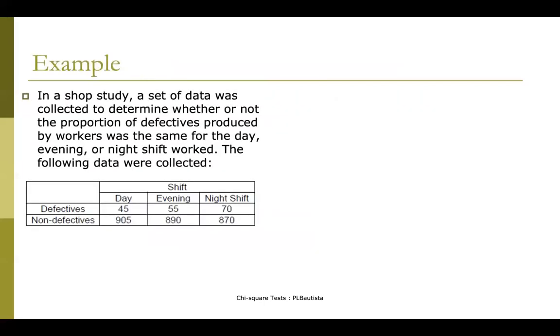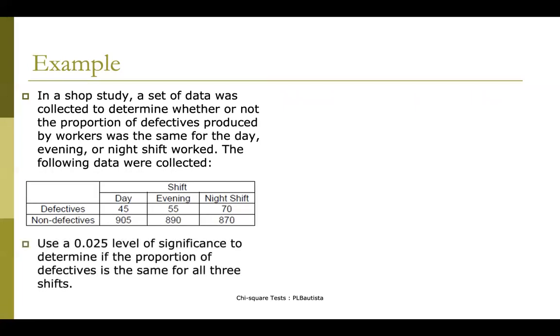So in this example, we have a set of data collected to determine whether or not the proportion of defectives produced by workers is the same between 3 different shifts, the day, the evening, or the night shift. The following data were collected. So you have 3 different shifts, and we compute how many defectives were obtained from each shift. Using a 0.025 level of significance, we try to determine if the proportion of defectives is the same for all 3 shifts.